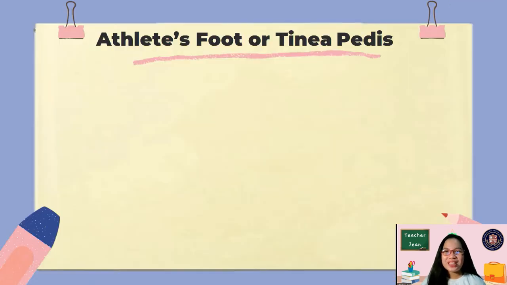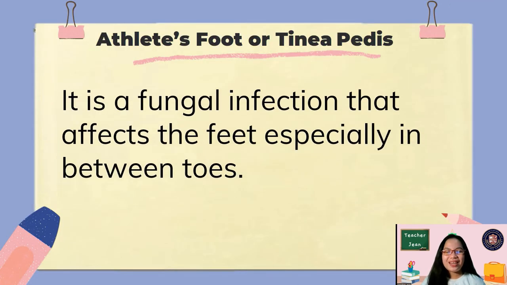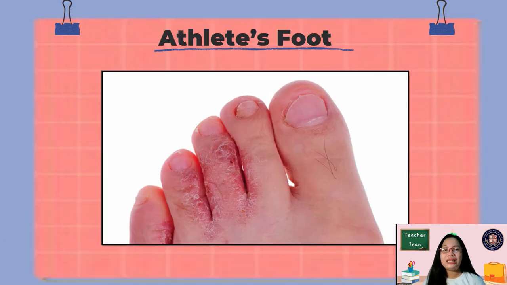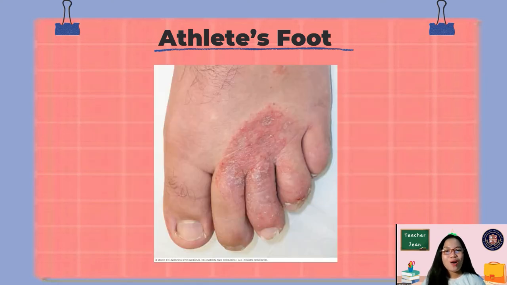Second, we have athlete's foot or Tinea pedis. It is a fungal infection that affects the feet, especially in between toes. So as you can see on the name, it is because it's common to athletes. And the word pedis, which means of the foot. So it's very easy to remember this name and how it looks like.